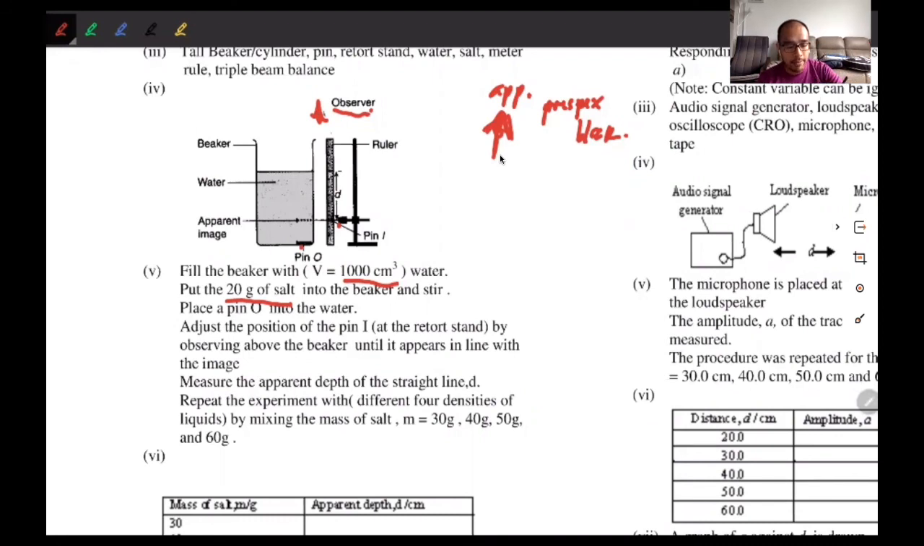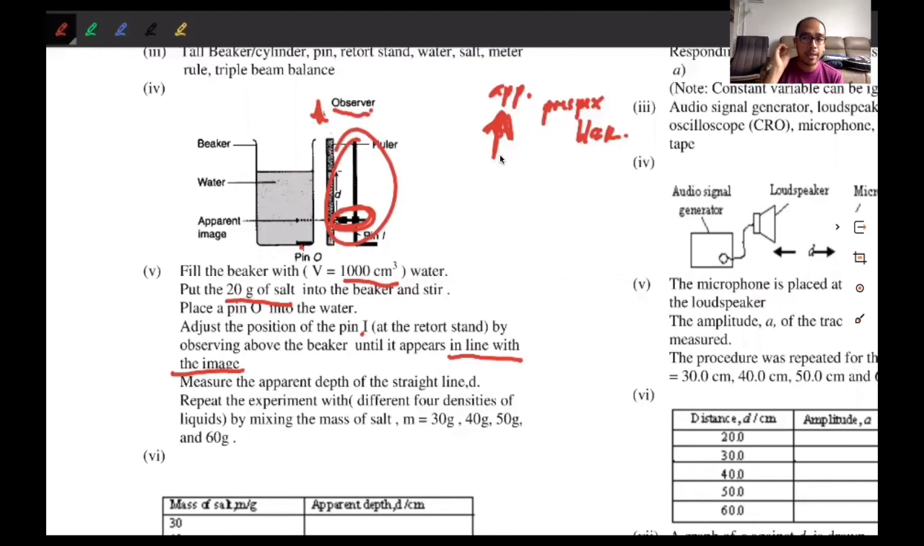Then you place a pin O into the water. You adjust pin 1 by observing from above the beaker until it appears in line with the image. You adjust this pin that is on the retort stand until it is in line with the image that you see in the water.